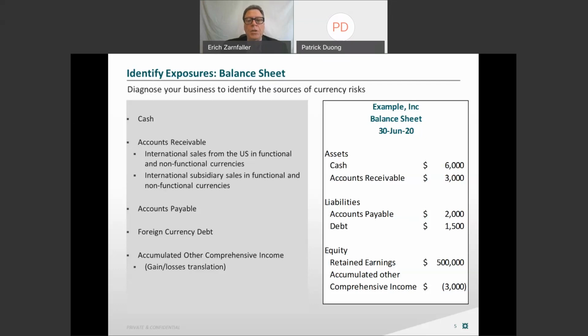I left on top of the balance sheet the cash account, only as a reminder that hedging will impact a company's cash flows, which may be a risk management program metric for some companies. These are just a few examples of exposures on the financial statements.